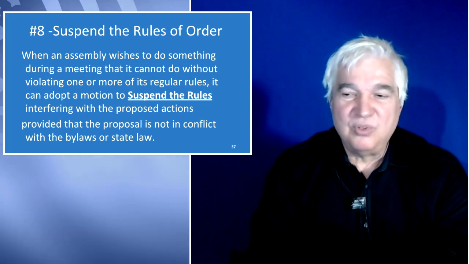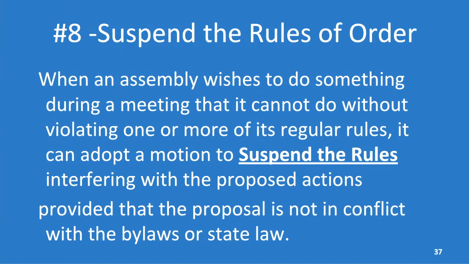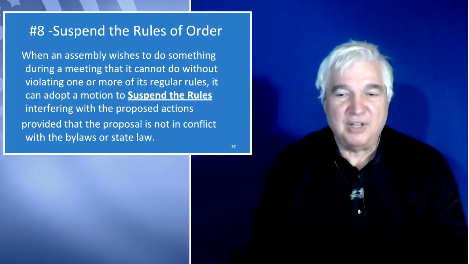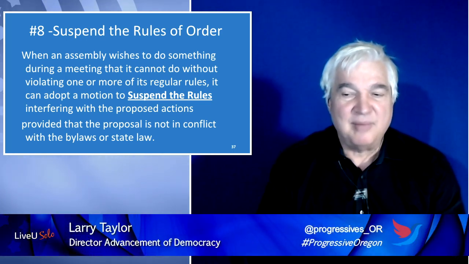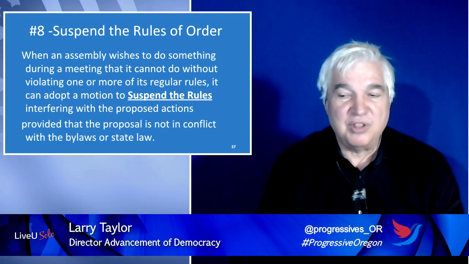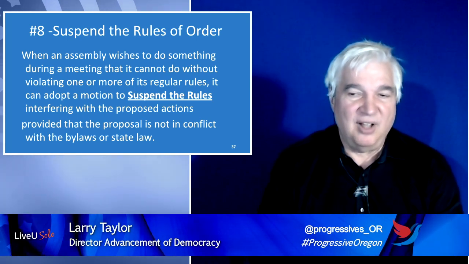The next one, suspend the rules of order. This one gets a little tricky, and you have to understand the concepts of bylaws, rules of order, and special rules of order, because they're all distinct categories of rules, in order to really understand what this one means. But at a high level, when an assembly wishes to do something during a meeting that it cannot do without violating one or more of its regular rules, it can adopt a motion to suspend the rules interfering with the proposed action, provided that the proposal is not in conflict with the bylaws or state law.